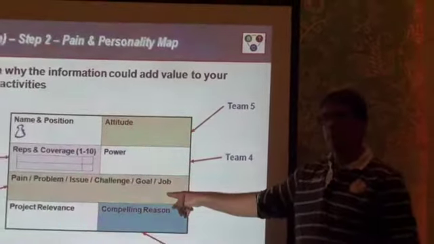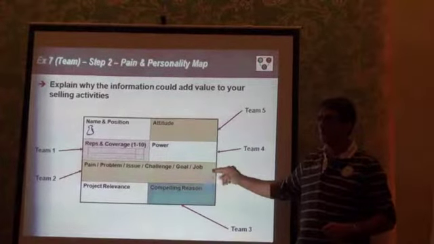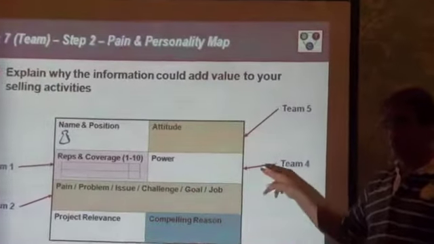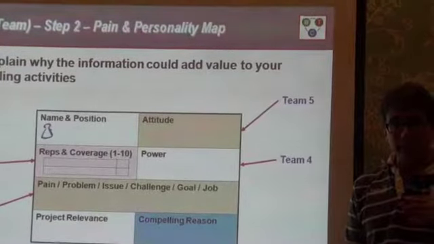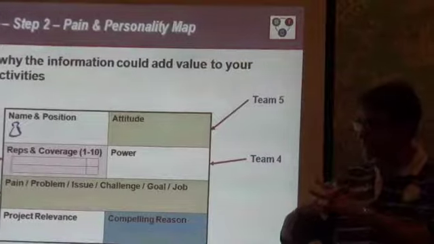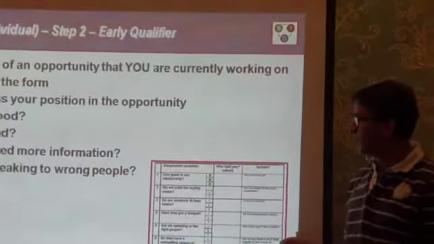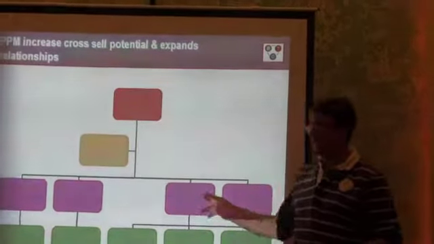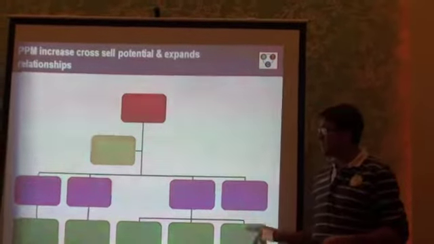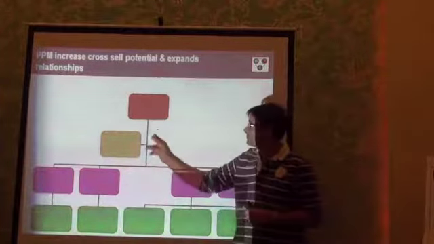This box is the most important box in the whole concept. Pain, problem, issue, challenge, goal, and job. Because when you do this well, what you begin seeing is the relationship between company issues. Yeah? And you start realizing that one person's problem is another person's problem as well. Yeah? And problems are interrelated through the organization.